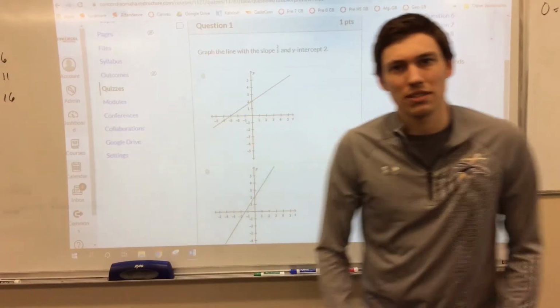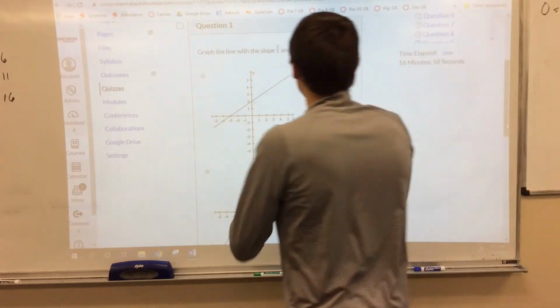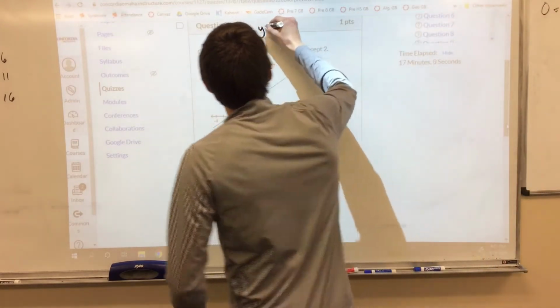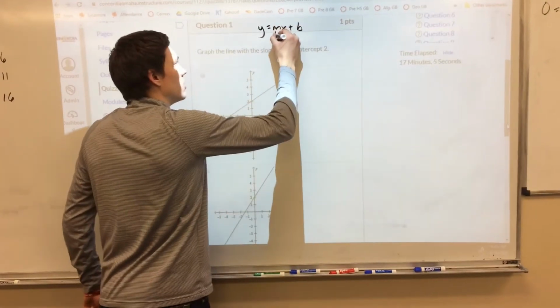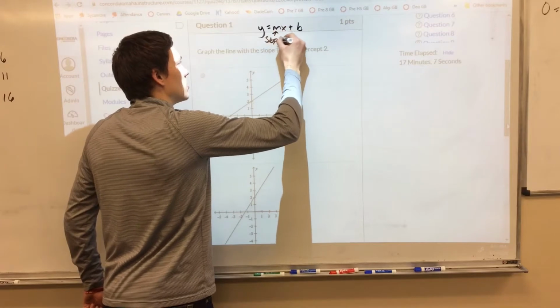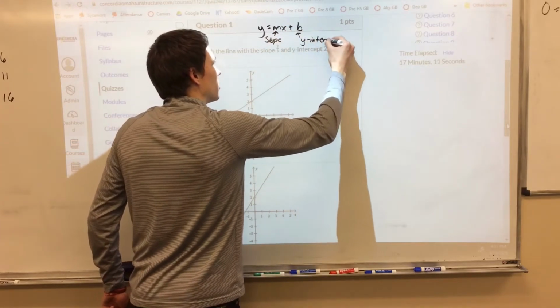All right, welcome to lesson 3, slope-intercept form. So remember, slope-intercept form is y equals mx plus b, where m is the slope, b is the y-intercept.